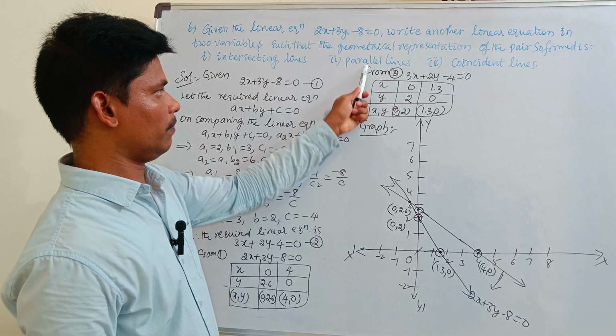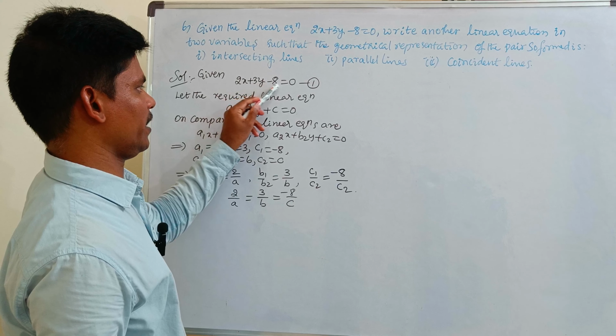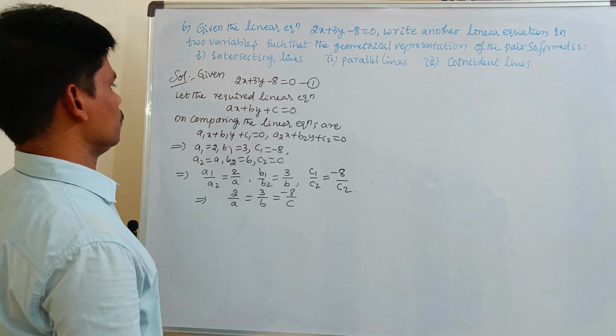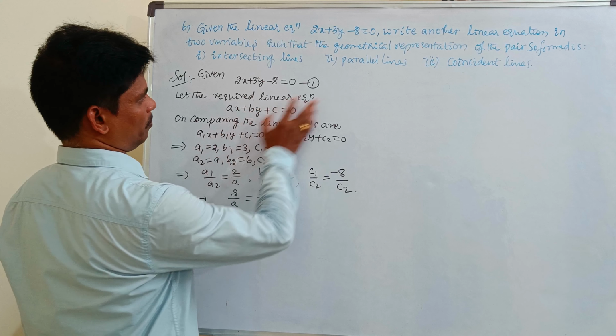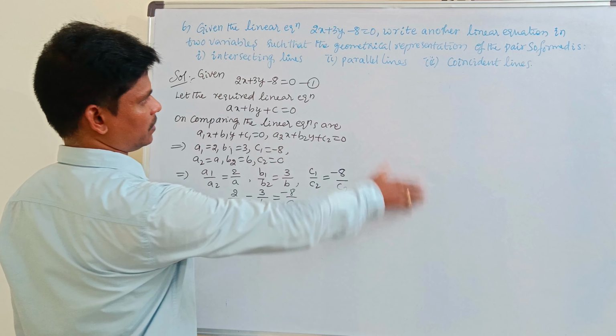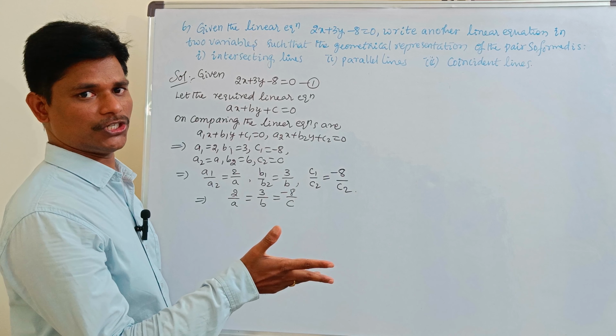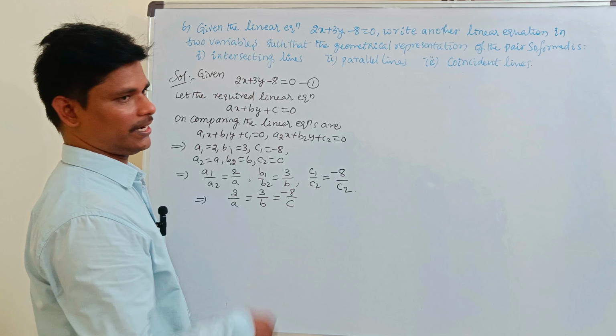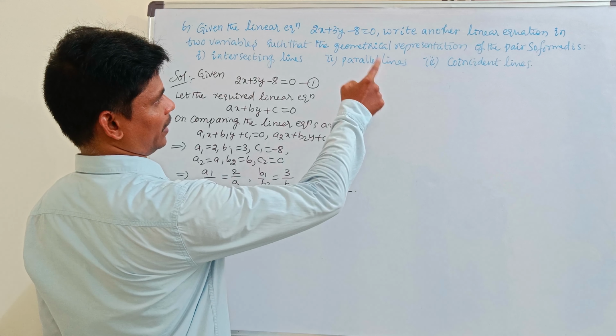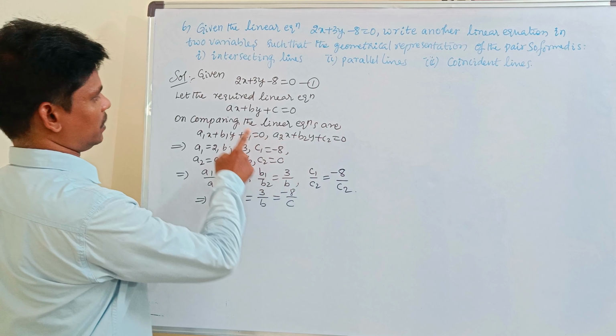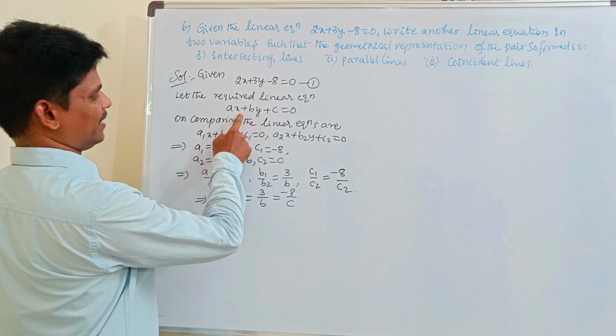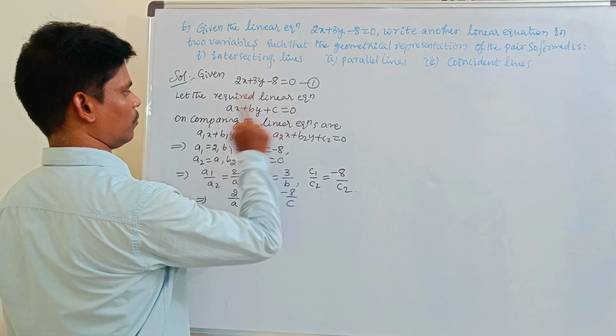And next one, parallel lines. 3y minus 8 equal to 0. So the required equation has to give parallel lines. Parallel lines means there is no solution, that is an inconsistent system. We have to write another linear equation. So I take the required equation as ax plus by plus c is equal to 0.